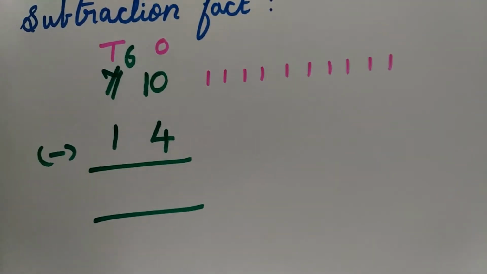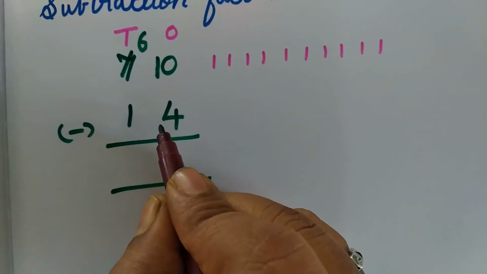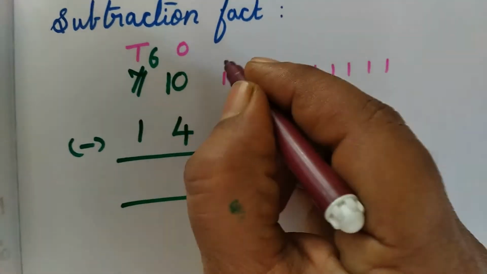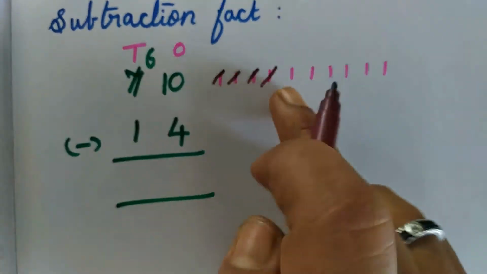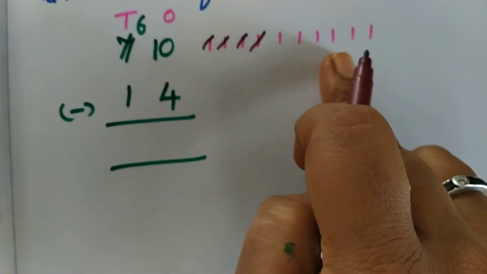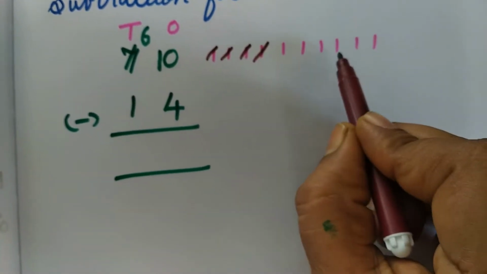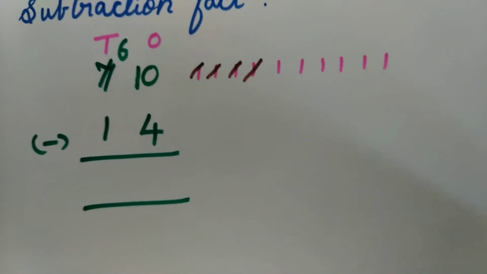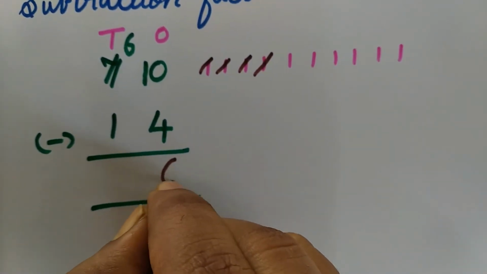Okay, so draw the 10 lines and you want to subtract 4. 4 means just strike out 4 lines. 1, 2, 3, 4 lines. So how many lines are remaining? Count until 1, 2, 3, 4, 5, 6. So 6 lines are there. So that is the answer. You want to take and write 6.